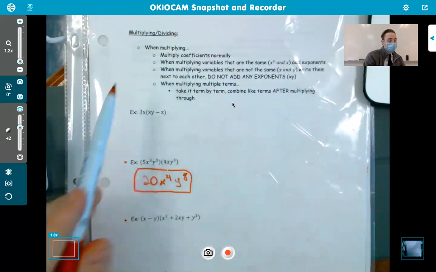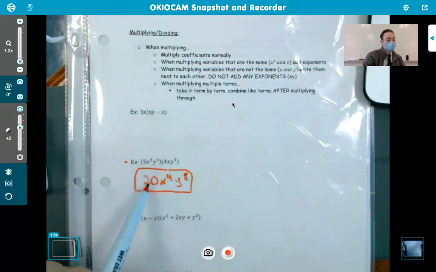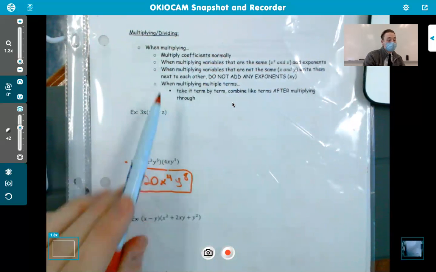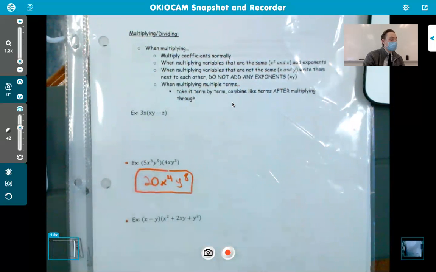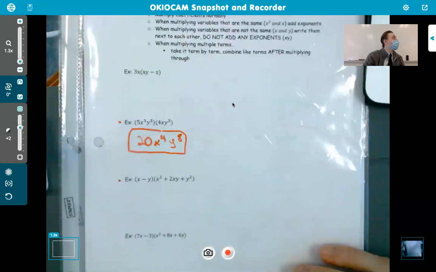Go through your steps. Multiply coefficients. 5 times 4 gives me 20. Multiply your variables. They have to be the same. So x cubed and x give me x to the fourth, y to the fifth and y to the third give me y to the eighth. You just combine them all together, and I can't simplify any further. Okay. Any questions about that example?